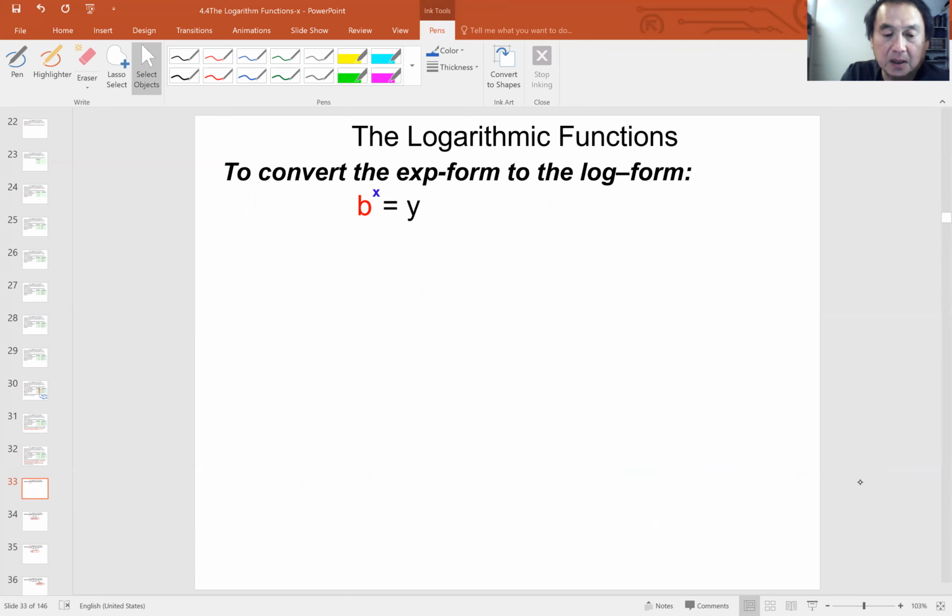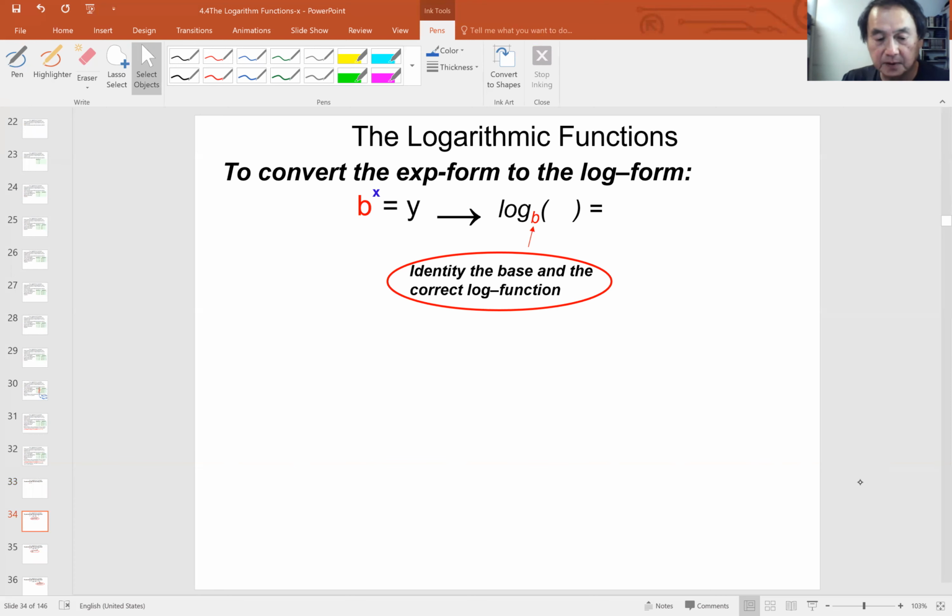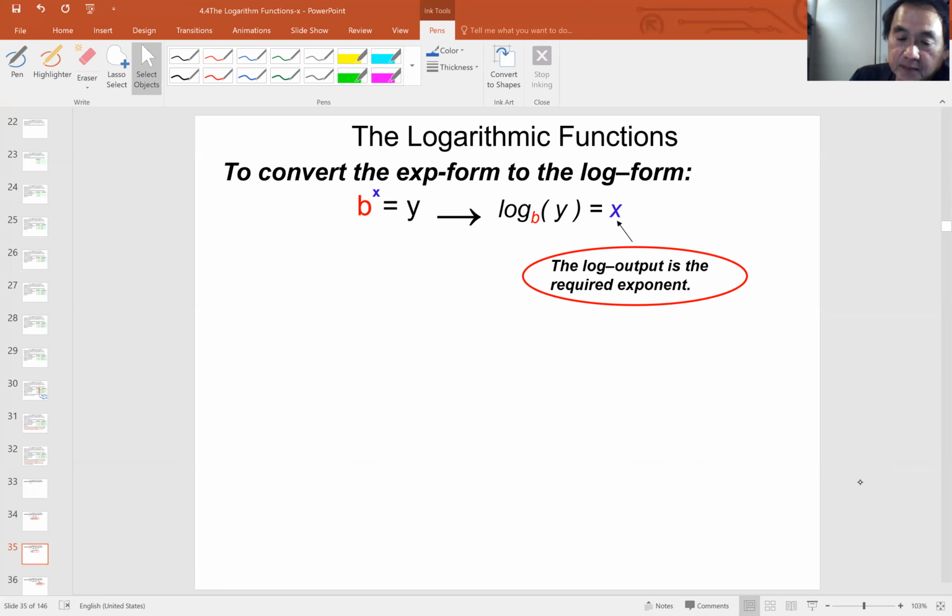Here are the step-by-step conversions. This is just like rearranging blocks B, X, and Y from one form into another form. Here is the exponential form, and I'm going to put it into log form. First thing, the base: log in the base B. First, go for the base, then the output Y, then X is the exponent. This is the inverse operation, taking power, taking log.